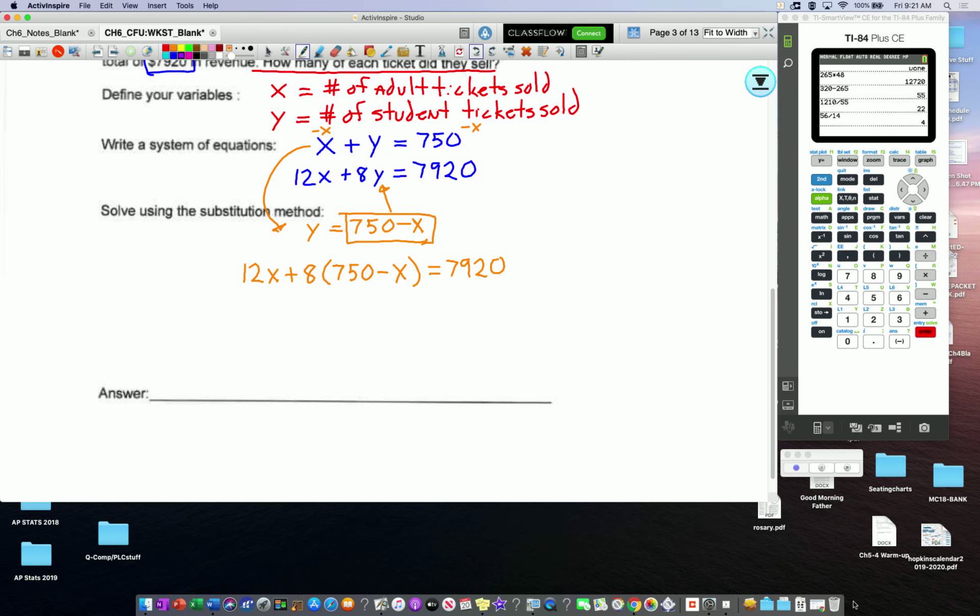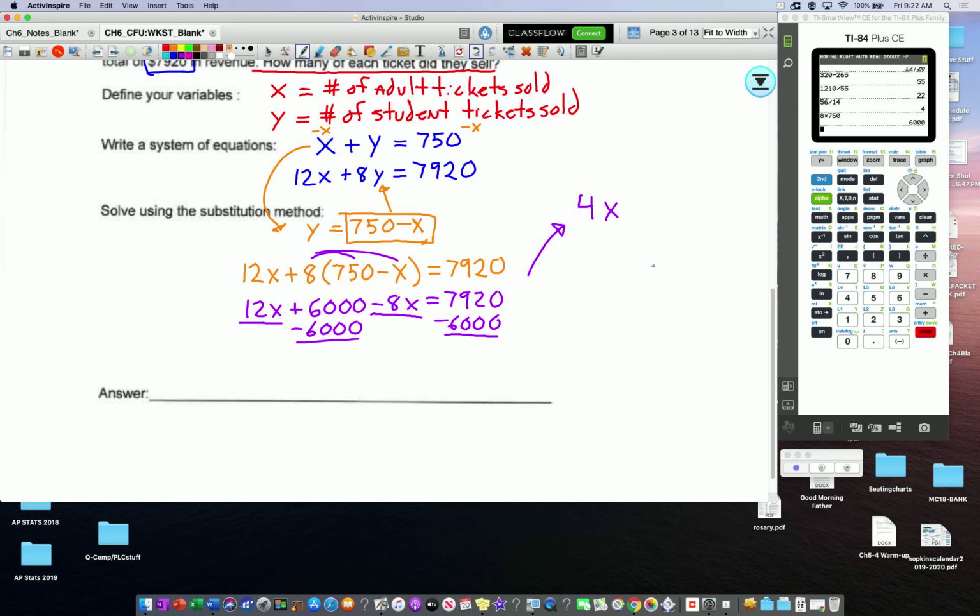All right, time to do some algebra. Distribute. So 12x plus, so calculator time, 8 times 750 is 6,000 minus 8x equals 7,920. So now I'm going to combine like terms. 12x minus 8x is 4x. And then I'm going to subtract 6,000 from both sides.